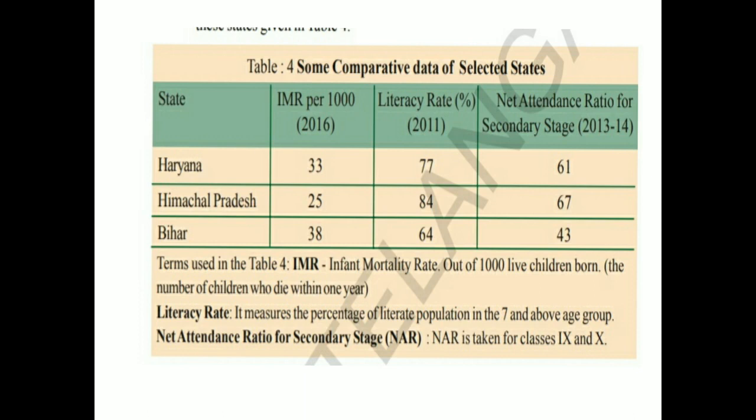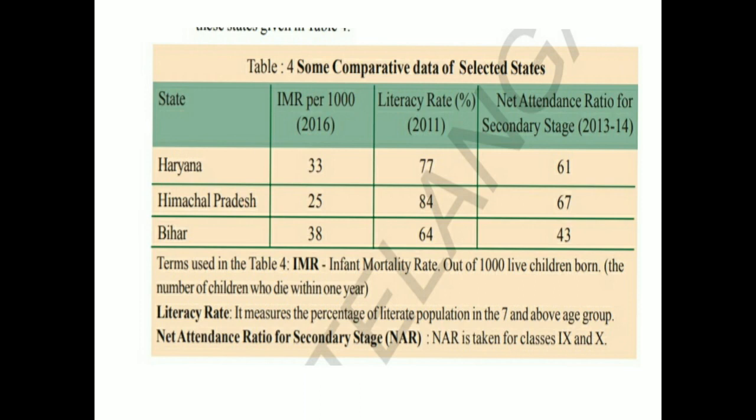Literacy rate. It measures the percentage of the literate population in the 7 and above age group. And net attendance ratio. Especially taking high school, 6th to 10th standard, in these classes, how many children are attending school? That comes under net attendance ratio. This is mainly in the secondary stage, that is, in the secondary classes.